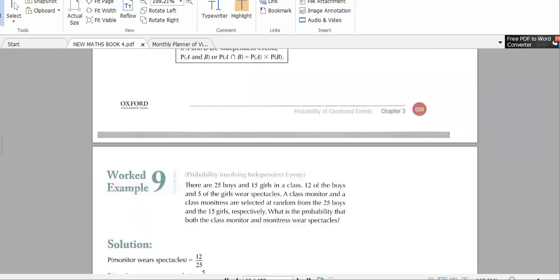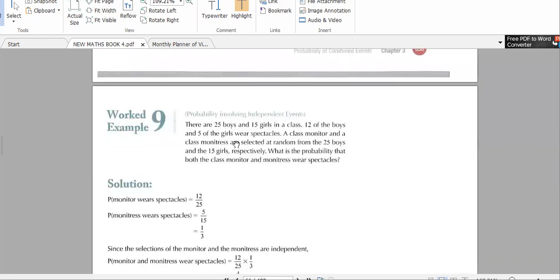An example: there are 25 boys and 15 girls in a class. 12 of the boys and 5 of the girls wear spectacles. A class monitor and a class monitress are selected at random from the 25 boys and 15 girls respectively, the monitor from the boys and the monitress from the girls. What is the probability that both the class monitor and monitress wear spectacles?